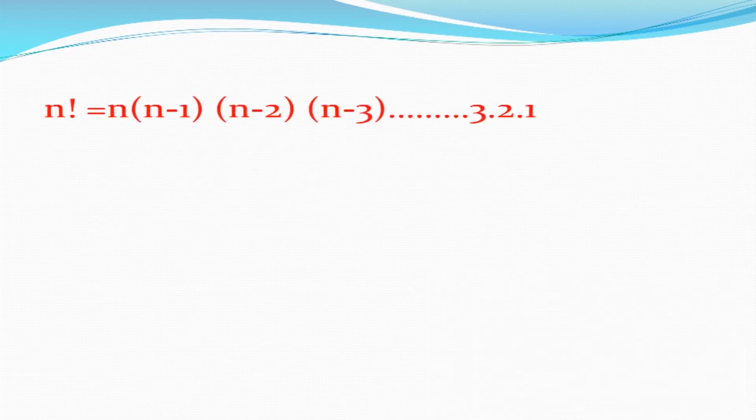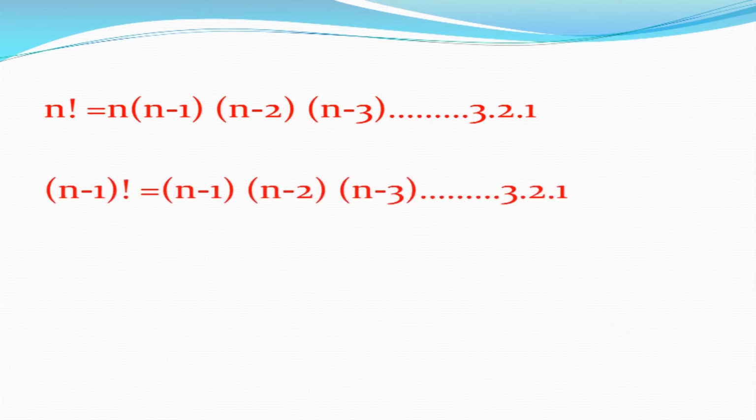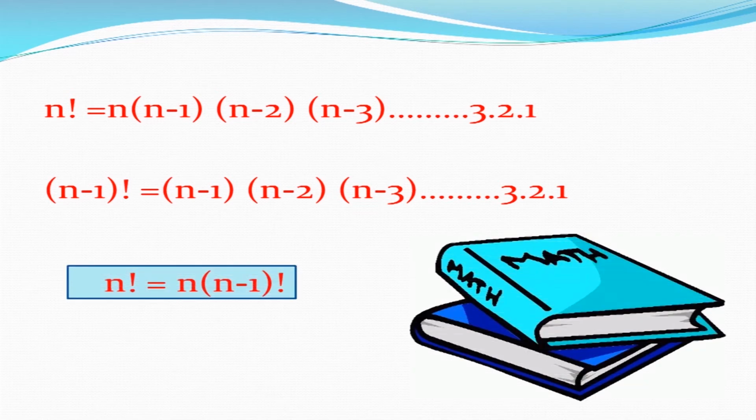So, n factorial is equal to n into n minus 1 into n minus 2 into n minus 3, and so on up to 3 into 2 into 1. Factorial of n minus 1 is equal to n minus 1 into n minus 2 into n minus 3, and so on up to 3 into 2 into 1. Hence, n factorial is equal to n into factorial of n minus 1.